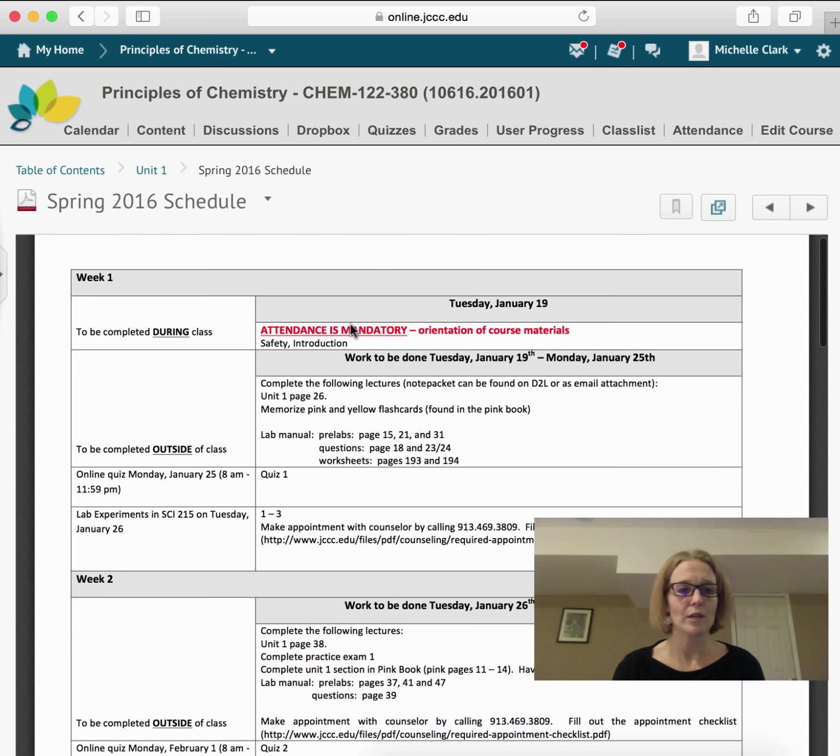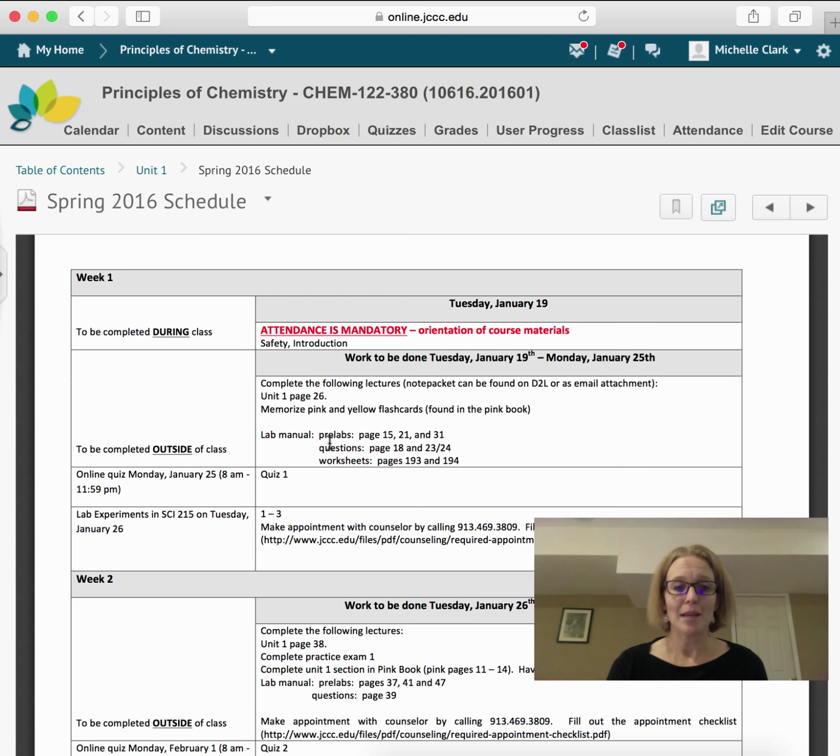Okay, so for this week, you need to complete the note packet through page 26. You need to memorize the pink and yellow flashcards. Those are found in the pink book, and they have the names and symbols of elements. So very useful. It will help you.